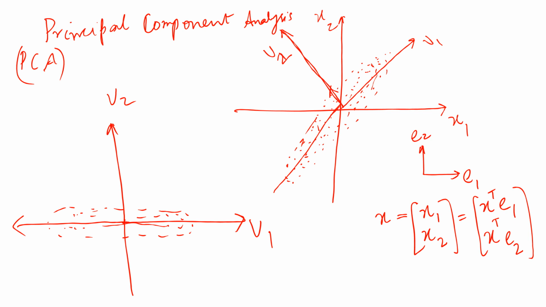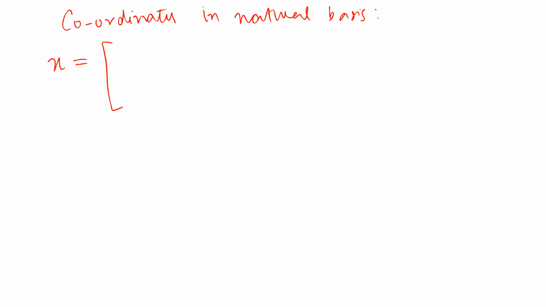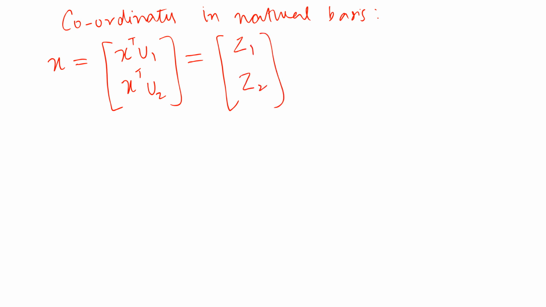Now, what we are arguing is that the standard Euclidean basis is not the natural basis for this data. So the natural basis is V1 and V2. So we'll have to define the coordinates in that basis, right? So the coordinates in my natural basis, how can we define them? So let's say x, and V1 and V2 are my new natural basis. So somehow I should have a way of expressing x transpose V1, x transpose V2, right? And let us denote each of these by Z1 and Z2, right? So if we can get the natural basis, we can get the coordinates in that, right?